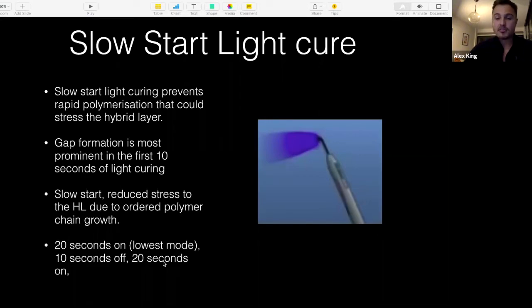And then the reason you do this is because there was no difference in polymerization stress as such, but it showed that there was less failure with a slow start, but you needed the high start at the end to increase the temperature within the bond to get the full polymerization. But it's just something to think about. If you have a setting on your light cure, which is a slow start, which normally looks like a graph that goes up slowly and then across, use that.